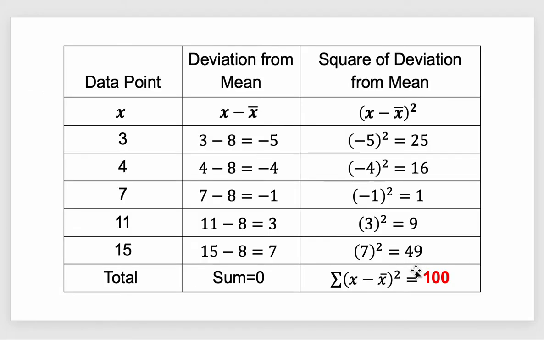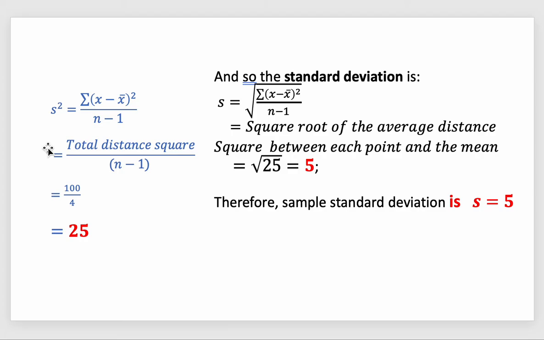And here's the answer. We found that the mean was 8, and that's why we subtract the 8 from all the data. And we found here the sum is 10, which is this number. I'll take this number and divide by n minus 1 to find the variance, which is 25. The square root of 25 is 5, which is my standard deviation.